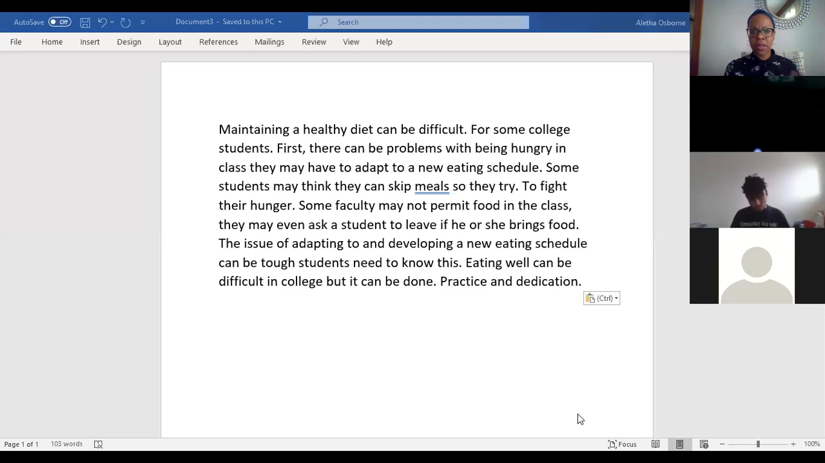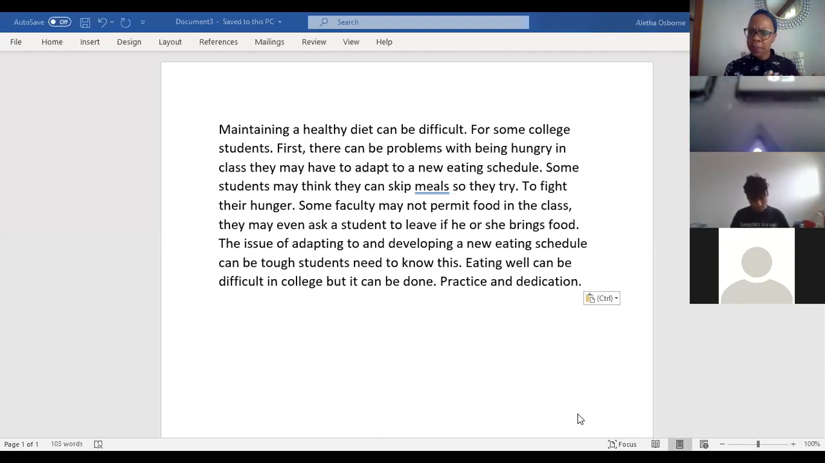All right, so because I know we haven't all completed this as of yet, I just want to take a look at the first couple of sentences, just so you can make sure you're on the right track with this. So knowing what we know about run-ons and fragments, look at this first sentence. Maintaining a healthy diet can be difficult. Is this a correct and complete sentence based on what we know?